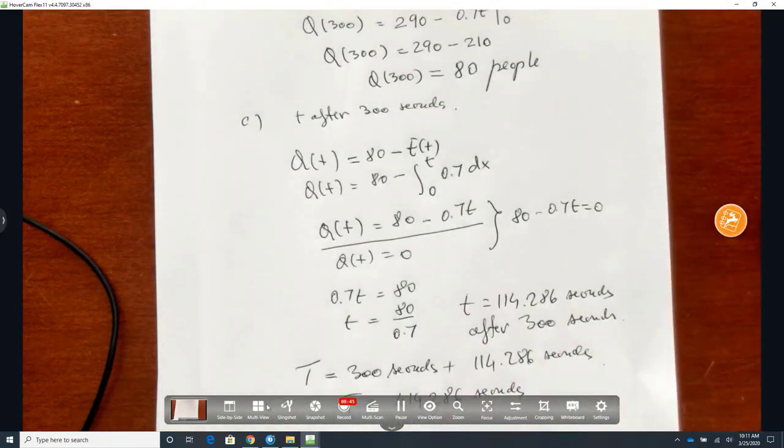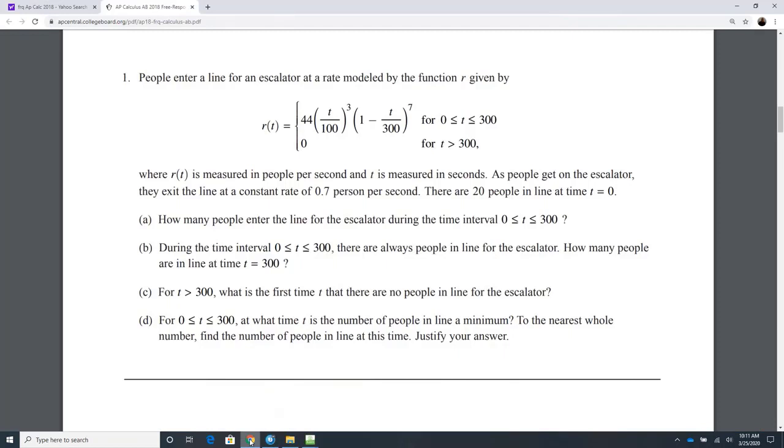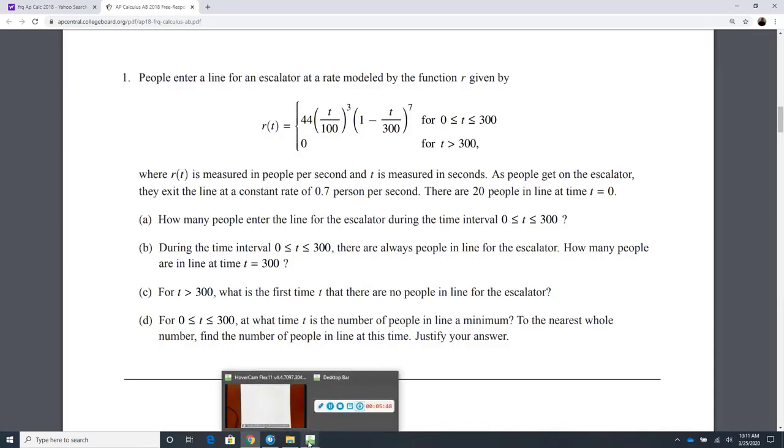Well, now we should be able to move to the last point of the problem. And this last point, let's read it first. For the time between 0 and 300, at what time t is the number of people in line a minimum? To the nearest whole number, find the number of people in line at this time. Justify your answer. So I need to find out the people in line, but I need to justify also my answer. So let's see how can I do this.